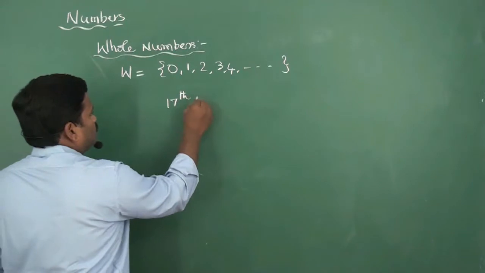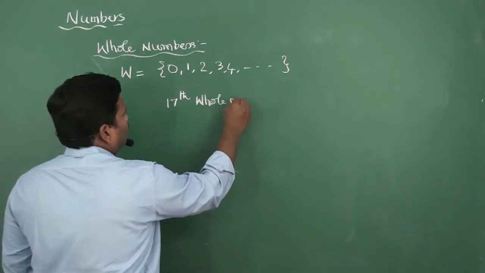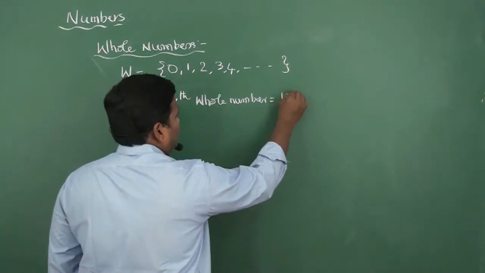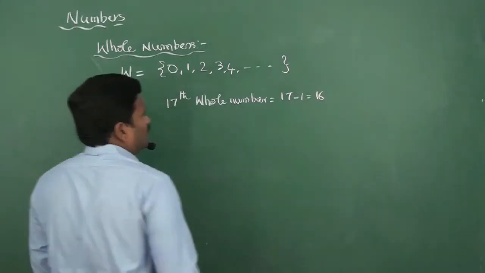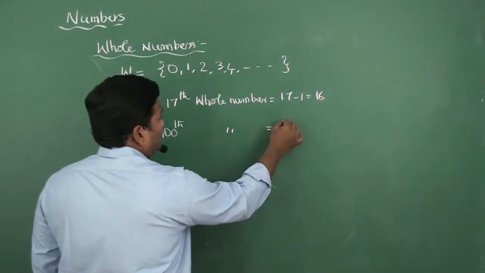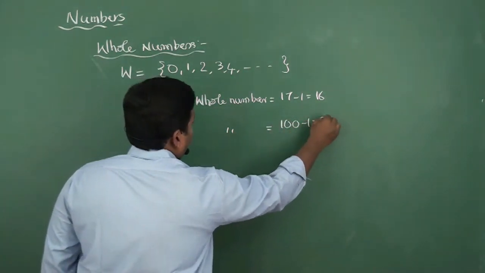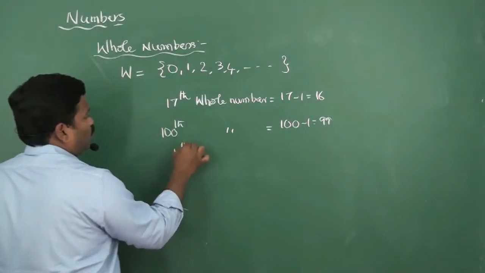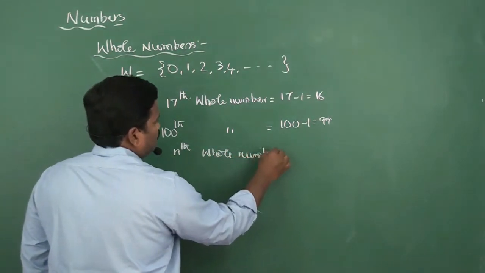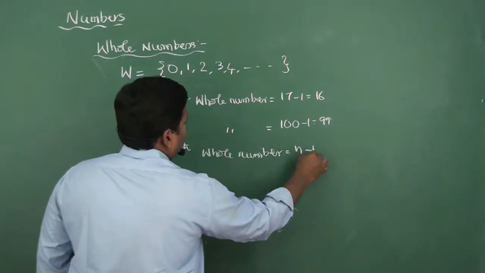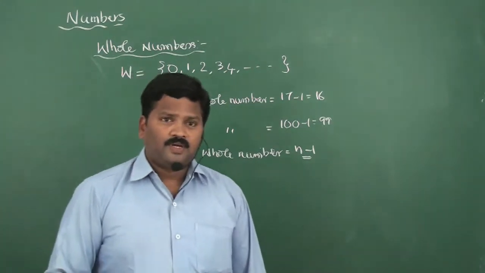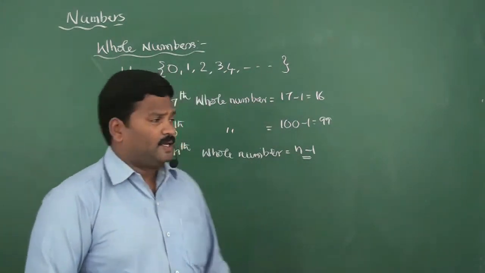The 17th whole number is not 17. Remember, this is 17 minus 1, 16. The 100th whole number is not 100, it is 100 minus 1, 99. Likewise, the nth whole number is n minus 1. Therefore, the set of whole numbers is denoted by the letter W.